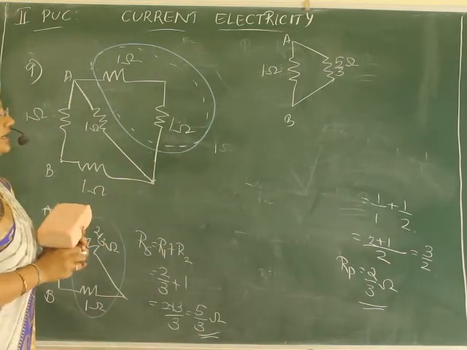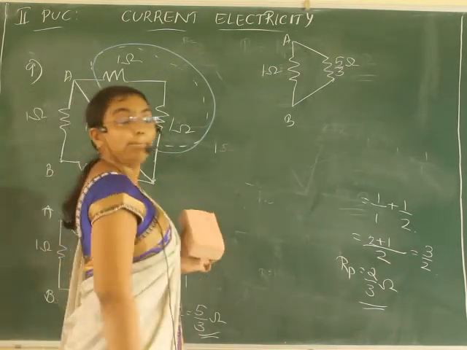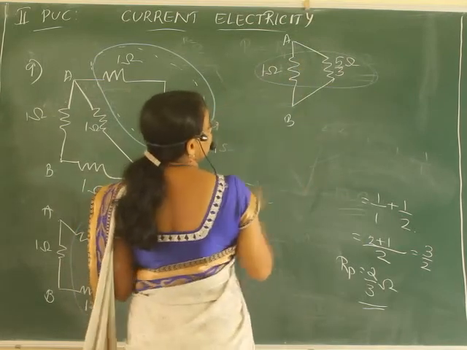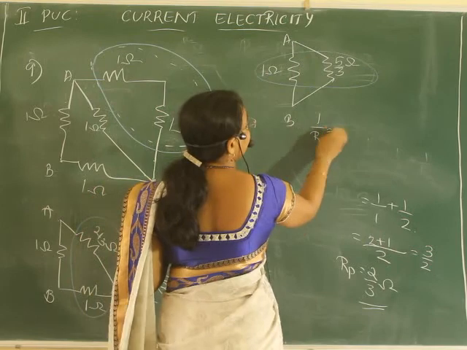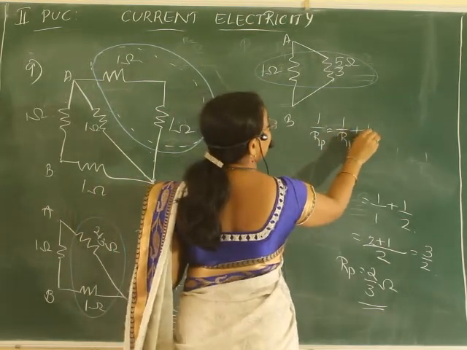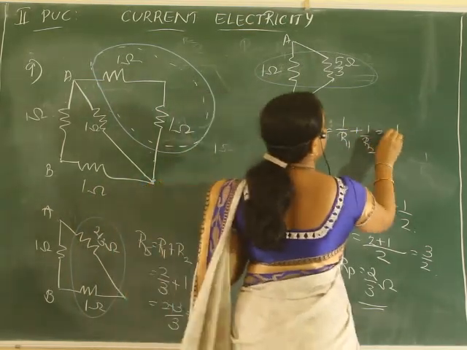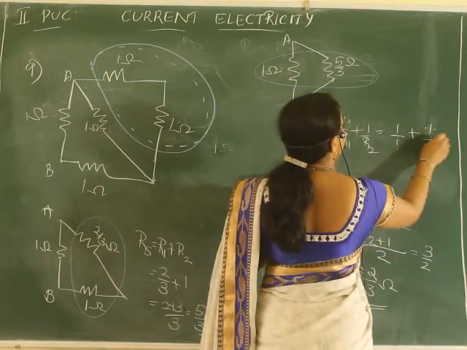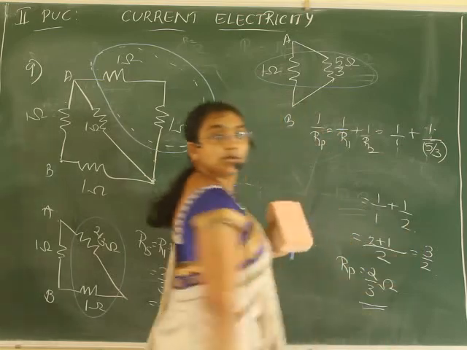Now how to calculate? These two are in parallel now. See? End to end connection. So 1 by Rp is equal to 1 by R1 plus 1 by R2. 1 by 1 plus 1 by 5 by 3. Correct?